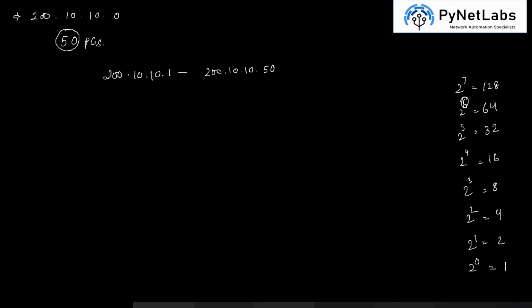Okay. Now, to do subnetting, we need a few things. And the very first thing which we need to do subnetting is the number of networks. Then we have the number of hosts. Then after that, the subnet mask. And the last one, the range.